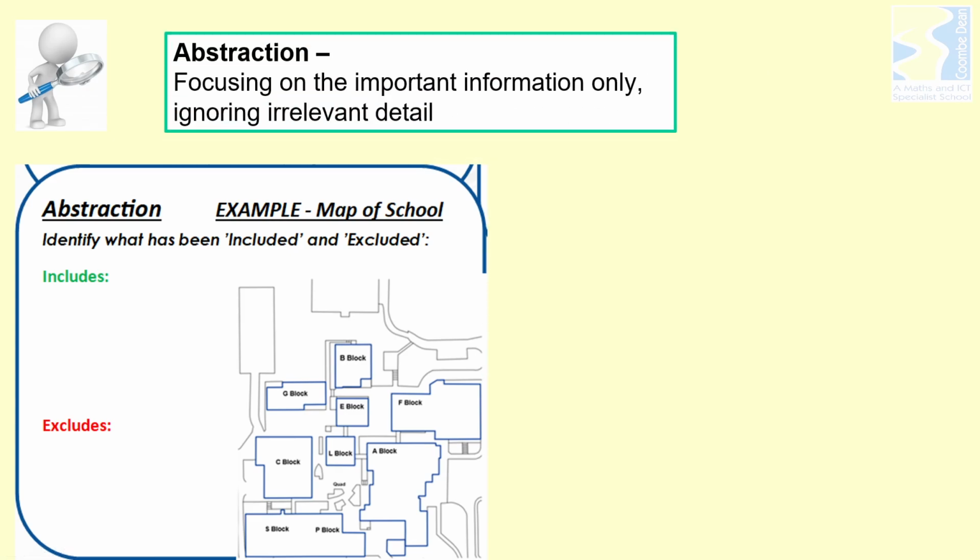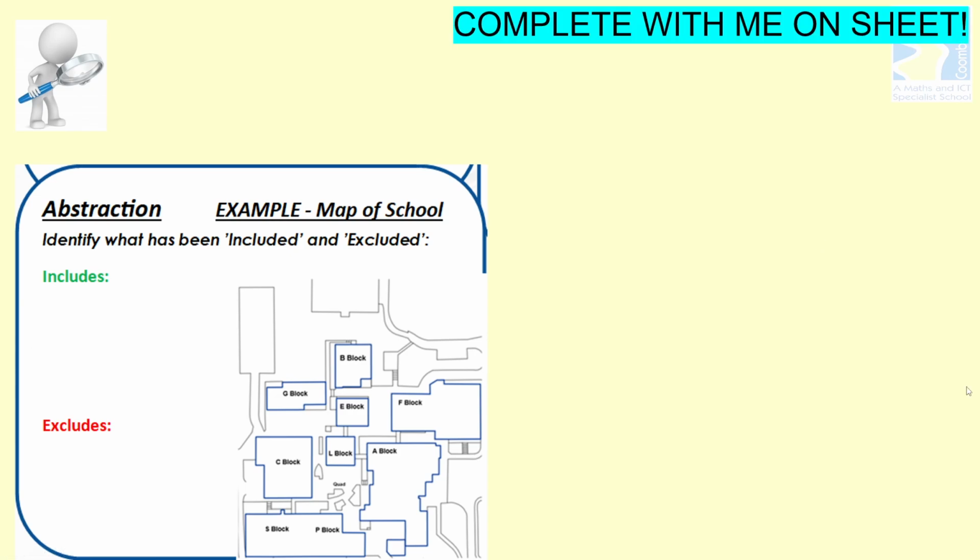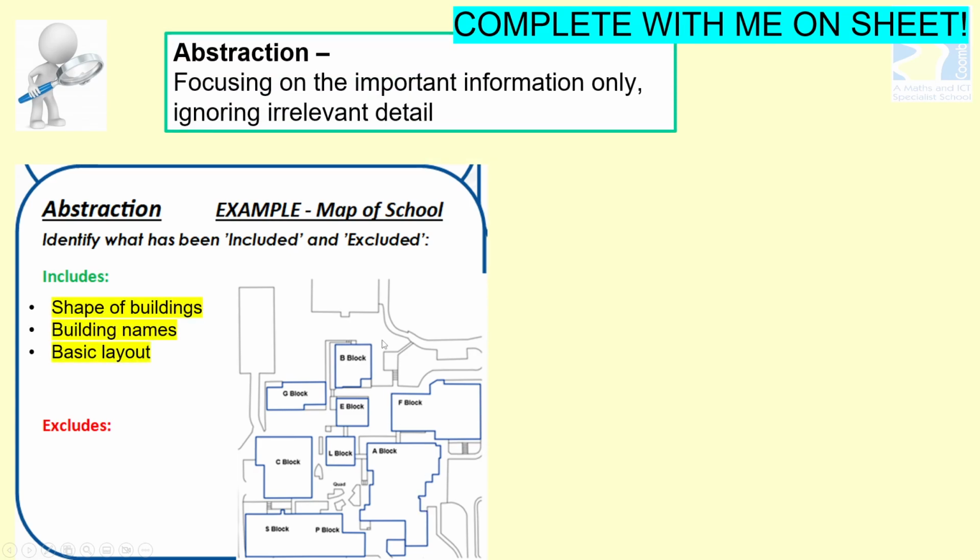Abstraction. What is abstraction? Abstraction is focusing on the important information and ignoring the irrelevant detail. So for this bit, make sure you've got your sheet in front of you. Complete this with me on the sheet. Abstraction is focusing on the important bits. In this example here, we have a map of Coombe School. So think, what has been focused on here? What has been included? Well, we've got the shape of the buildings, the basic building names, the basic layout.